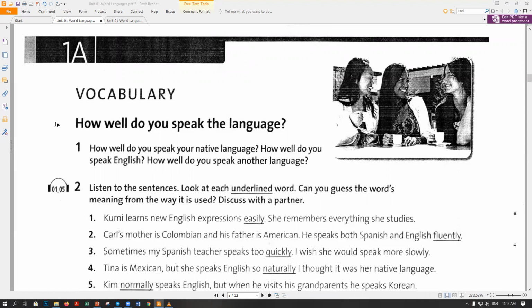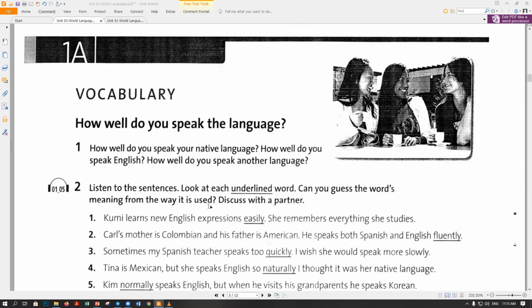Okay, the question: how well do you speak the language? We have 3 questions here. How well do you speak your native language? Yes, our native language is Khmer. Okay, how well do you speak English? Now you are learning English with me. So how well do you speak English? How well do you speak another language? For example, some of you may be able to speak Chinese. So you can tell me on the conference day about the 3 questions, okay?